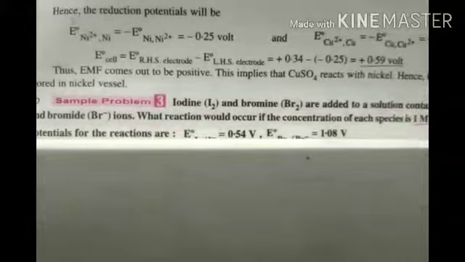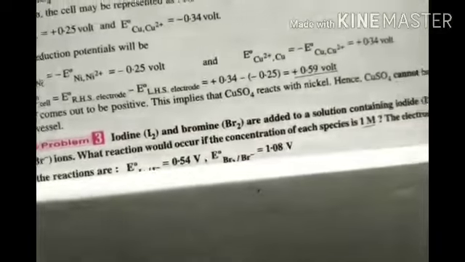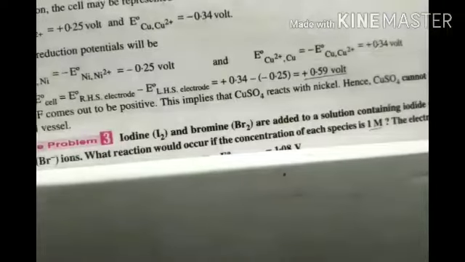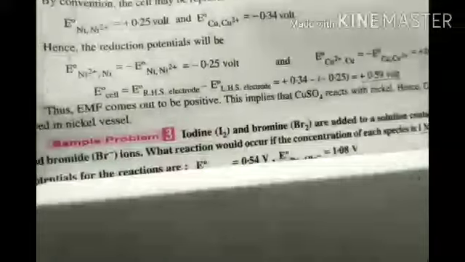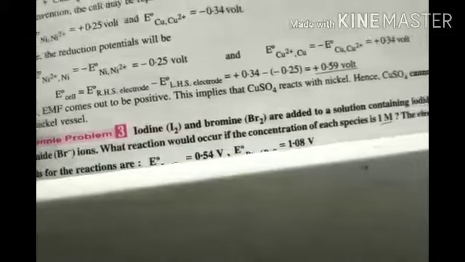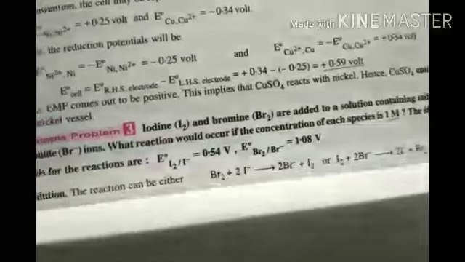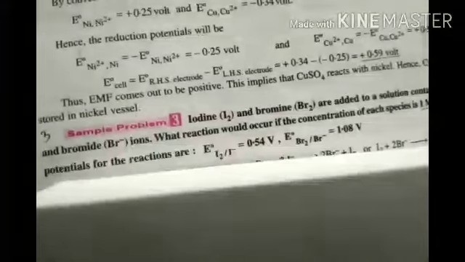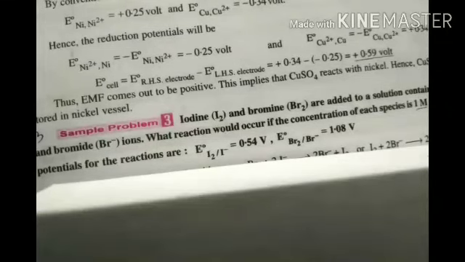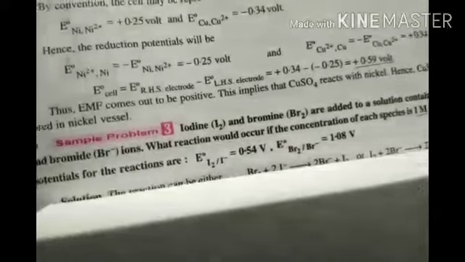Iodine and bromine are added to a solution containing iodide and bromide ions. What reaction would occur if the concentration of each species is 1 M? The electrode potentials are E of iodine is 0.54, E of bromine 1.08 volt. Try to understand the question. If you understand the question only, you can do the problem.